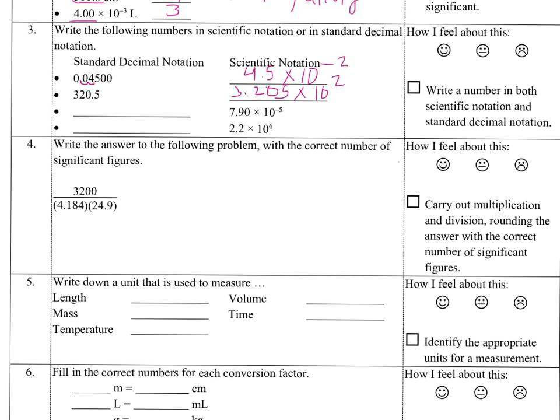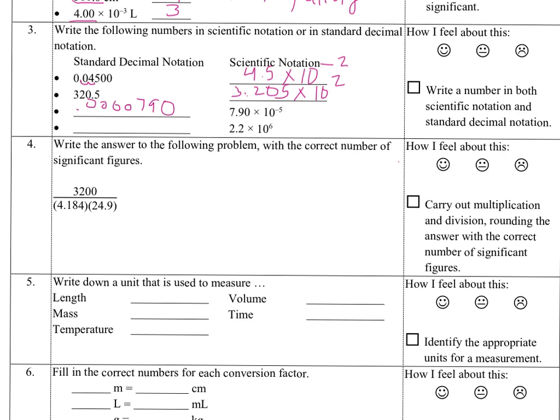7.5 times 10 to the negative 5 is going to be, I'm going to move my decimal because the negative exponent tells me that it's a very small number, which means I'm going to have a number less than 1. So I'm going to move my decimal point 5 places to the left, which means I'm going to add 4 zeros. 1, 2, 3, 4, 7, 9, 0. Okay.